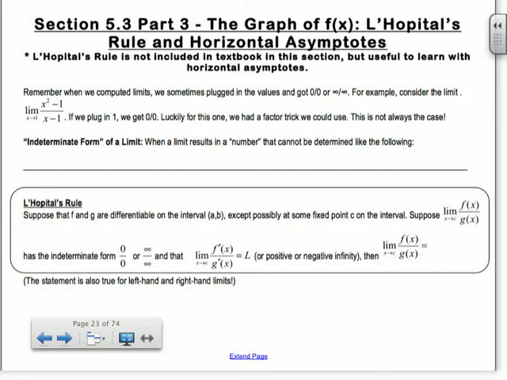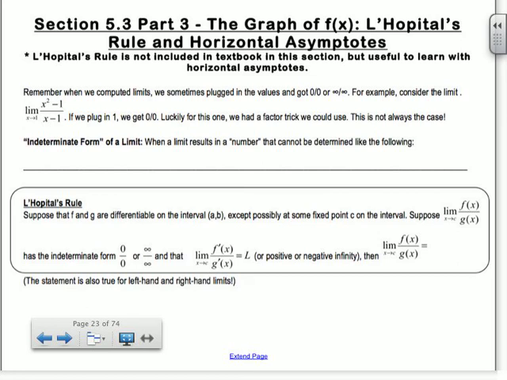Remember when we computed limits, we sometimes plugged in the values and got 0 over 0 or infinity over infinity. Then we did all these different tricks: factoring tricks, conjugate tricks, tables of values. So for example, if we had the limit as x goes to 1 of x squared minus 1 all over x minus 1, if we plug in 1 originally, we get 0 over 0. For this one, it's very easy to do a factor trick. You can factor the top, factor the bottom, cross out the x minus 1s, and you can see the limit right away. But this is not always the case.